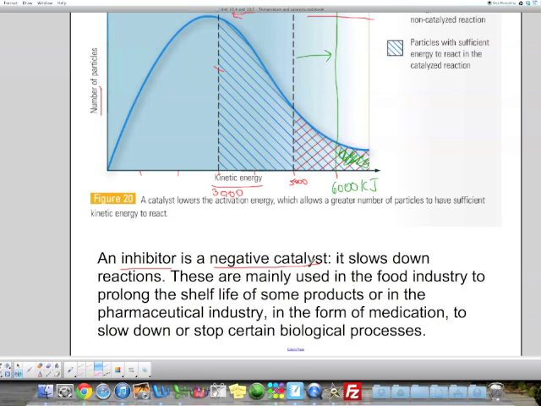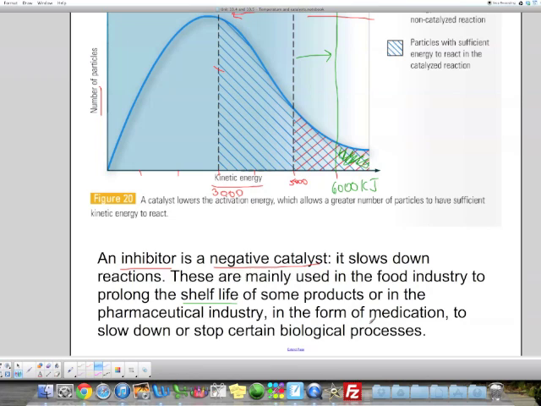Why do we use those, or how do we use those? For example, to increase the shelf life of food. So when you have a preservative in a food, that's what it does. It basically slows down the decay of the food. It slows down that chemical reaction that makes the food rot. So an inhibitor in this case is very practical, it's very useful.